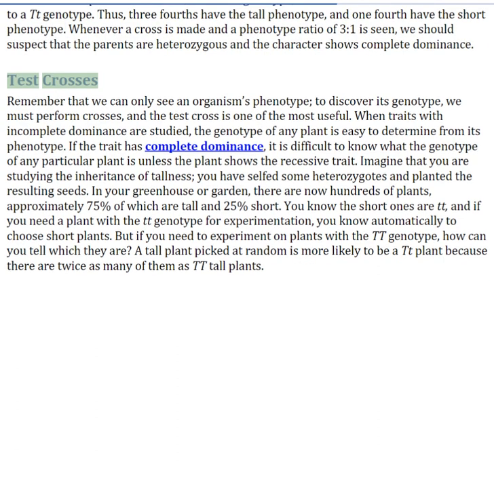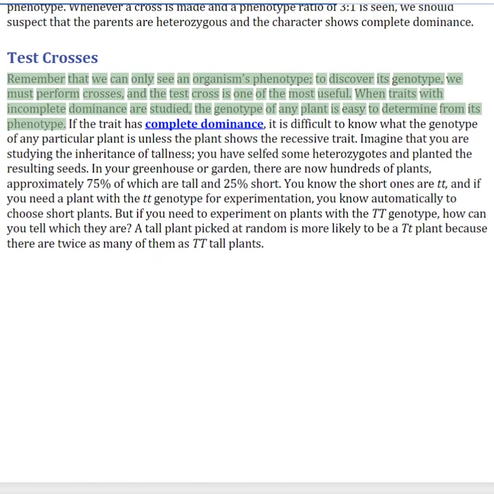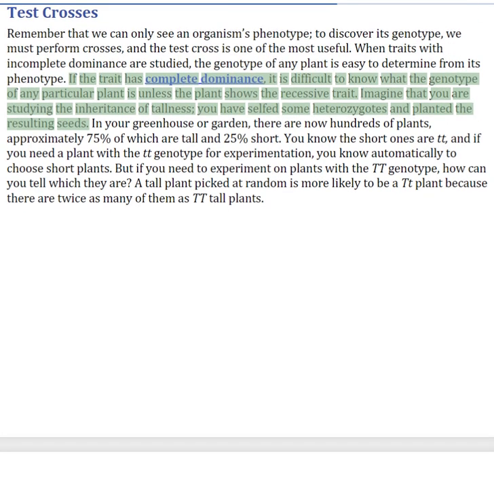Test crosses. Remember that we can only see an organism's phenotype. To discover its genotype, we must perform crosses, and the test cross is one of the most useful. When traits with incomplete dominance are studied, the genotype of any plant is easy to determine from its phenotype. If the trait has complete dominance, it is difficult to know what the genotype of any particular plant is unless the plant shows the recessive trait.